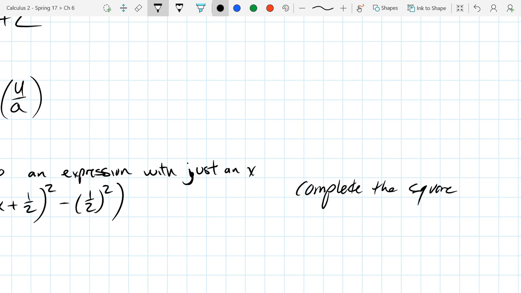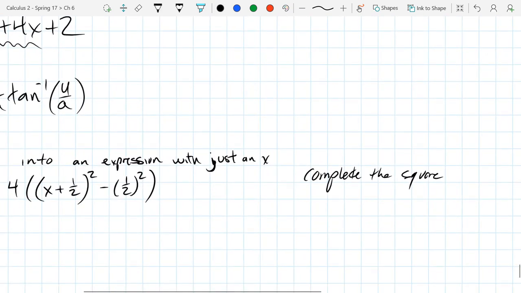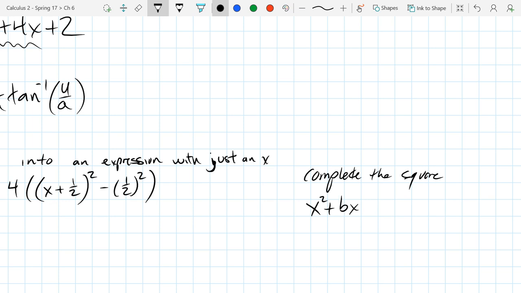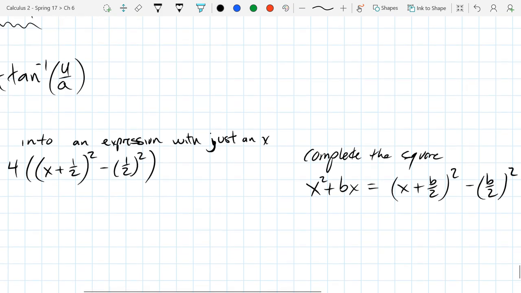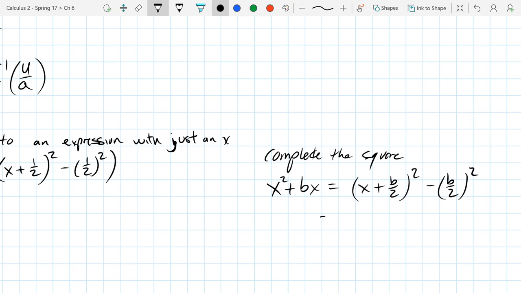So completing the square. In the x squared plus bx form, it looks like x plus b over 2 squared minus b over 2 squared. And I'll FOIL out the right side to show you why it's true. On the right side, we get x squared plus b over 2x plus b over 2x. So you get outside, inside, which would be plus bx plus b over 2 squared.